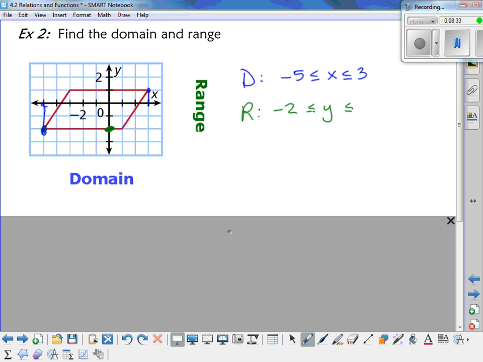And then the highest it goes is just a +1. So the range is between -2 and 1, inclusive. All right, so moving on to the next example.